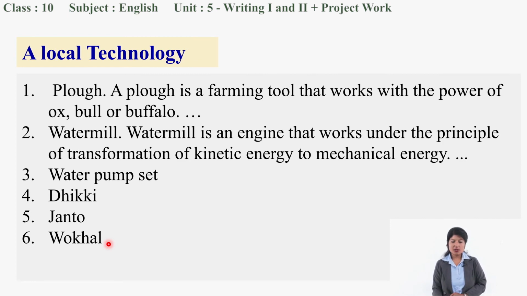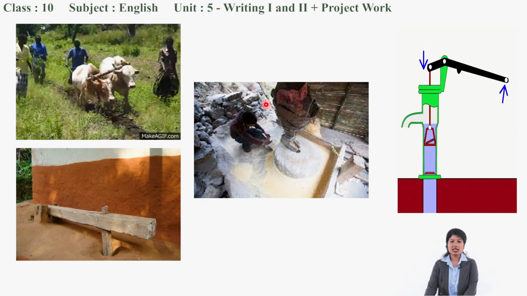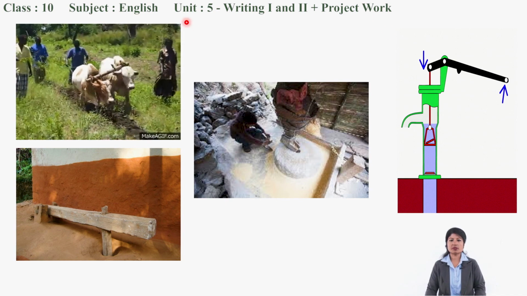All right, let me show you some pictures. Okay, here you can see plowing the field. The farmers are plowing the field like this. And this is a hand pump, water pump. This is dhiki, and this is a picture of a water mill.